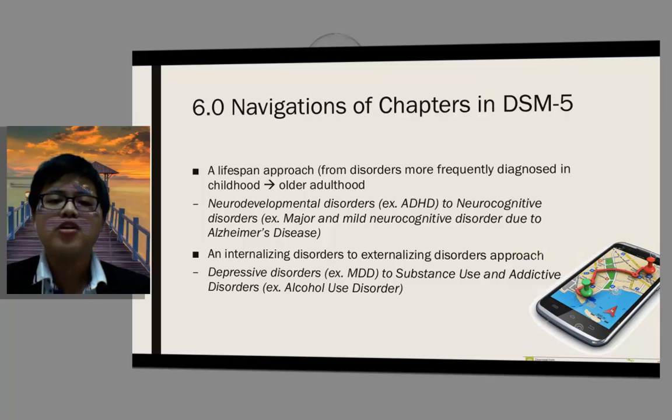For example, from the neurodevelopmental disorders, such as ADHD, to the neurocognitive disorders, like major and mild neurocognitive disorders due to Alzheimer's disease. Another approach that DSM-5 used in arranging the chapters is an internalizing disorders to externalizing disorders approach. For example, depressive disorders are arranged in front of the substance use and addictive disorders, which are externalizing disorders. And these two approaches, the lifespan approach and the internalizing to externalizing disorders approach, are also applied within each chapter.